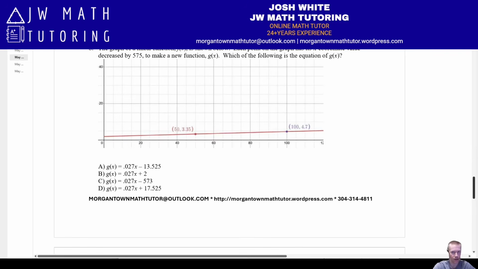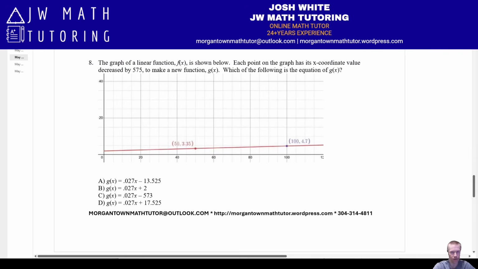Okay, next. This appeared to be another very common problem. It was something where you were given the graph of a line, and you were given some points on the line, and then told that a new function is being made by basically decreasing each x coordinate point on the line by some huge number. Say, I think it was 575 is what I saw.